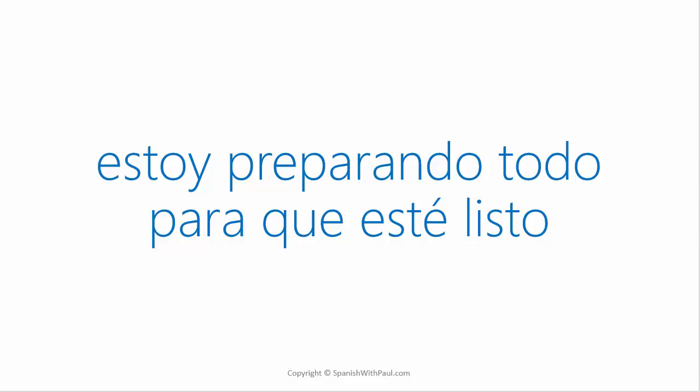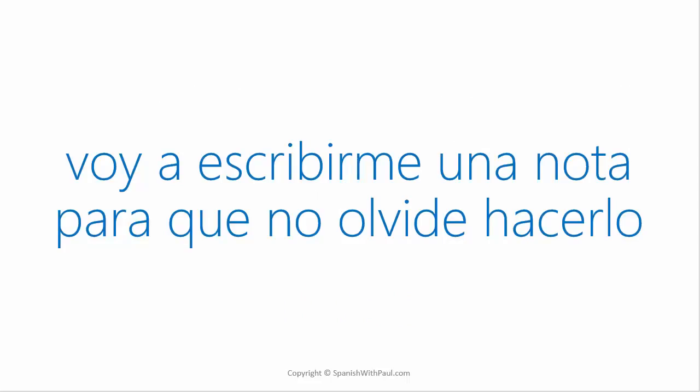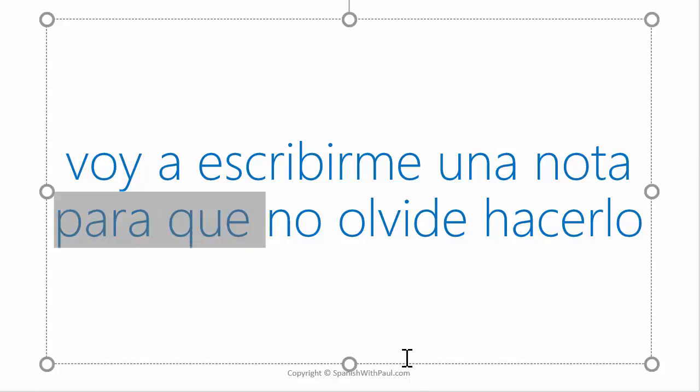Let's try one more. I'm going to write myself a note so that I don't forget to do it. The verb to forget is olvidar. So try this one. How would you translate this into Spanish? It would be, voy a escribirme una nota para que no olvide hacerlo. So we have, I'm going to write, which would be voy a escribir, but I'm going to write myself, voy a escribirme, a note, una nota. So that, or in order that, para que, I don't forget.